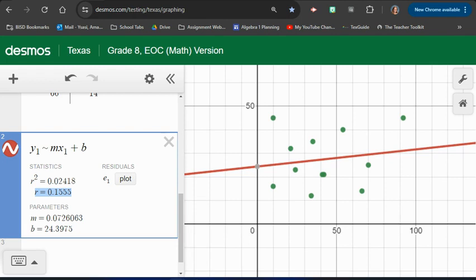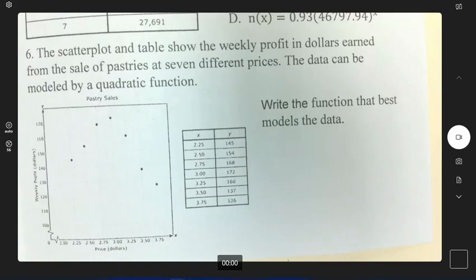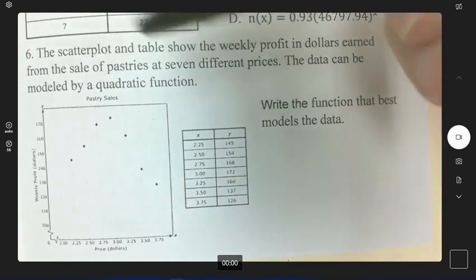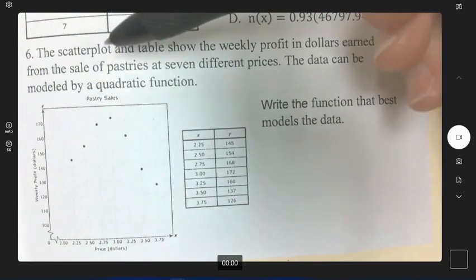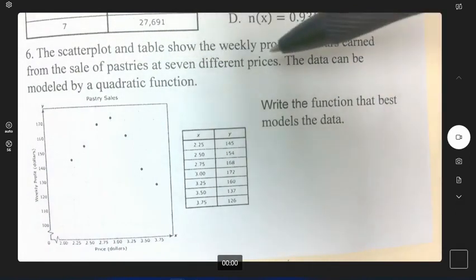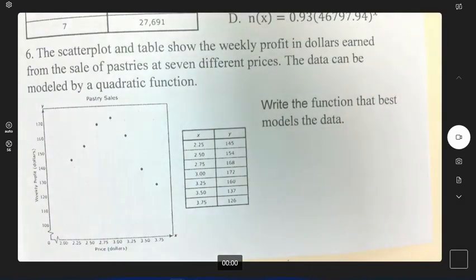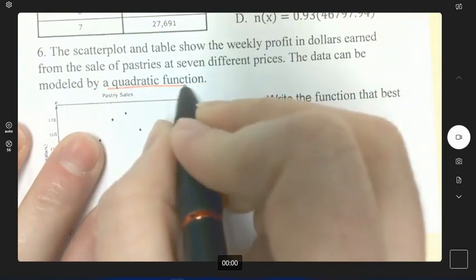Okay, now I want you to go through the rest of these problems. We'll come back together for number 6. Okay, so let's look at number 6. It says scatter plot and table show the weekly profit in dollars earned from the sale of pastries at 7 different prices. The data can be modeled by a quadratic function. Underline that.